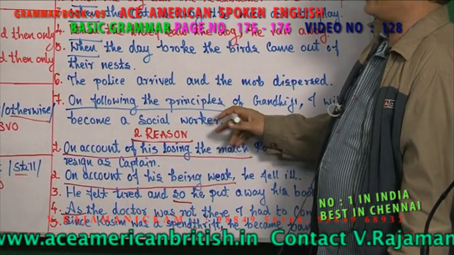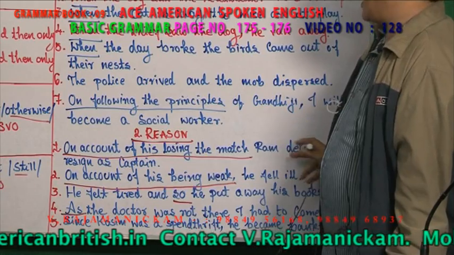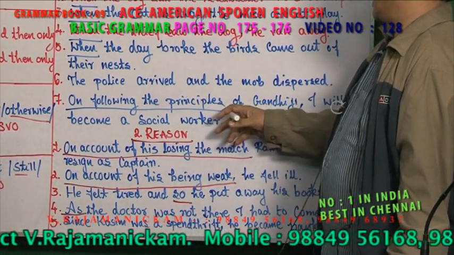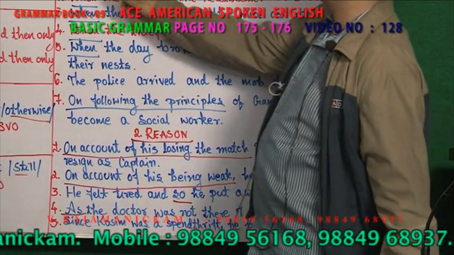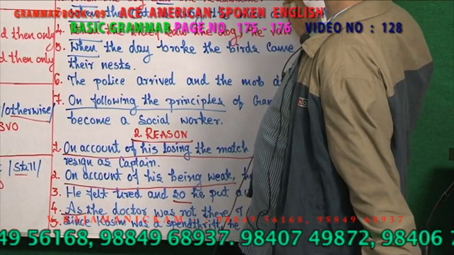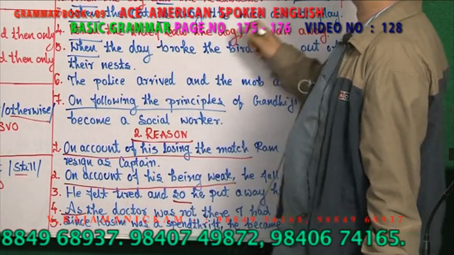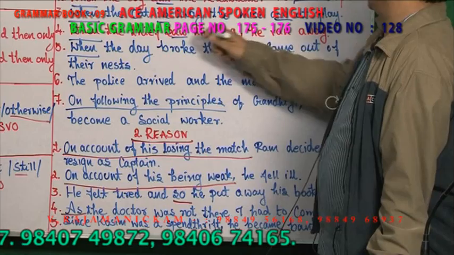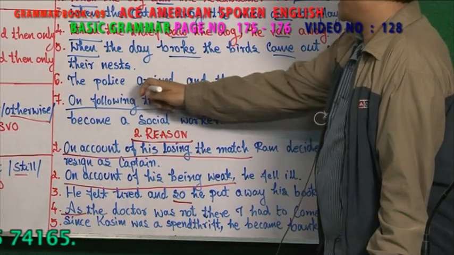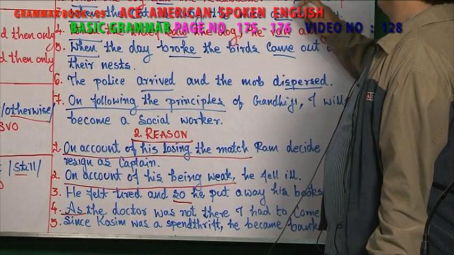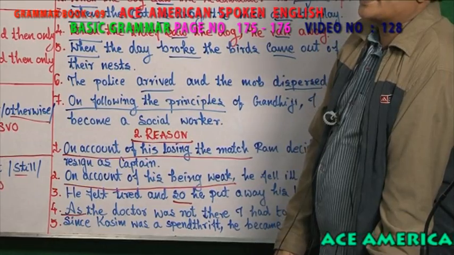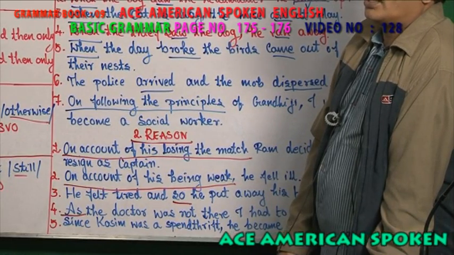On following the principles of Gandhi's, I will become a social worker. So what sentences is on the screen? In all these sentences, two verbs are there. Entered is there, found is there, saw is there, stood up is there, ran is there, broke is there, came out is there, arrived is there, dispersed is there. All these are called what? Verbs. In a sentence when there are two verbs, it is called compound or complex.